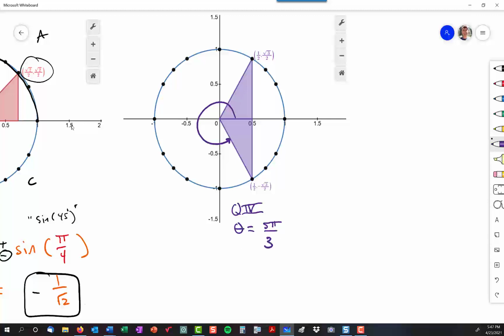Now, you got to draw the 5 pi thirds, and you got to know where it is, and you got to get used to drawing those. But this 5 pi thirds does land me into quadrant 4. And let's say we're trying to calculate the tangent of 5 pi thirds. We have not memorized this. We don't know what this answer is. So what we're going to do is convert this into an easier problem. All we need is the reference angle.